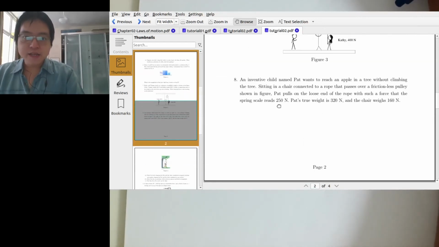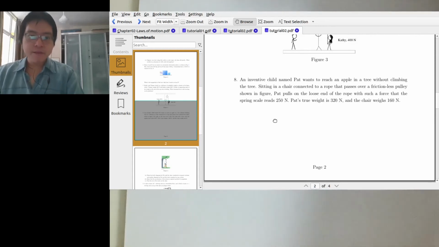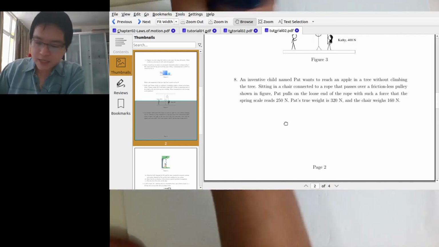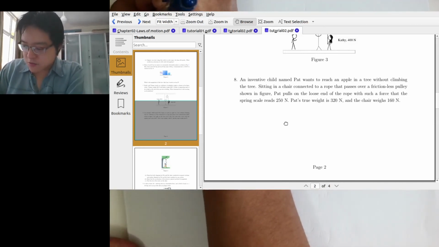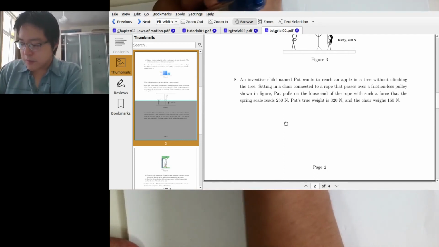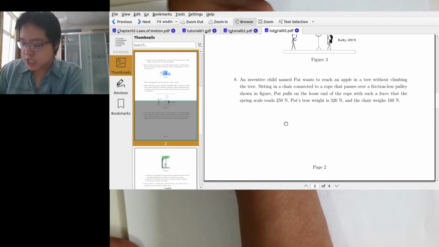You are given the tension on the string. So this information is telling you that the tension on the string is 250 newtons. Pat's weight is 320 and the chair is 160. Okay, so let me write down the information that is given to you. This is tutorial 2 question 8. I want to know Pat's mass. That will help us make it easier to calculate, and then the chair's mass.